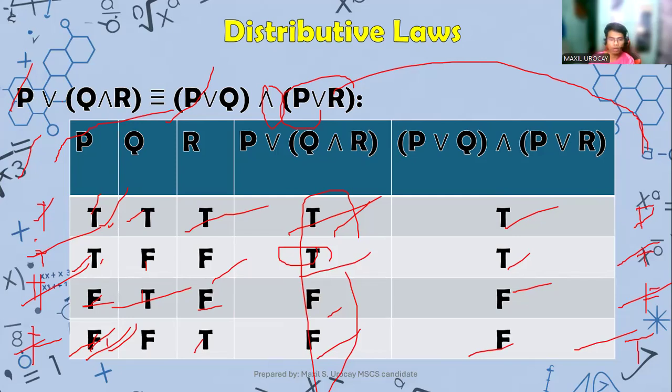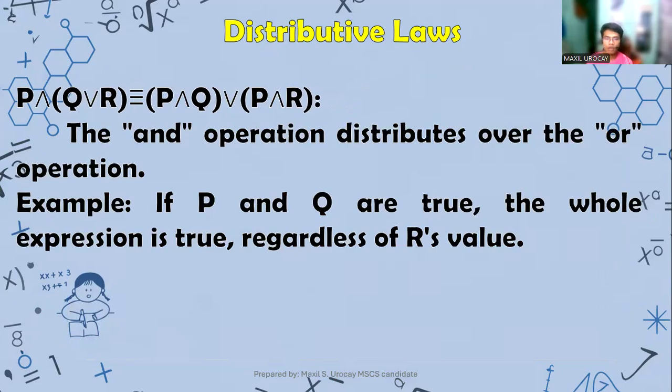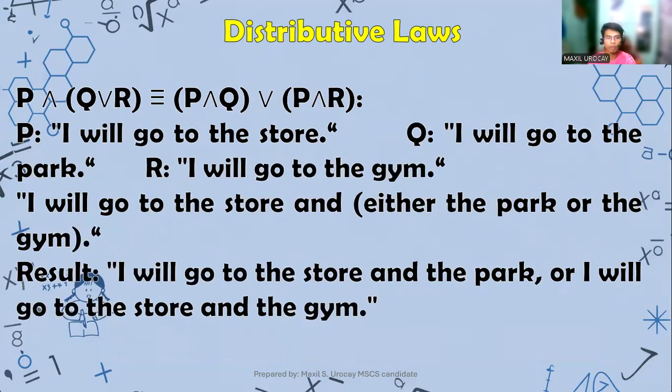Now let's try to compare. True is equal to true, yes. True is true, yes. False and false, yes. And false, yes. So therefore, this is distributive. Now, for the and over the or, let's try to work on this. The and operation distributes over the or operation. If P and Q are true, the whole expression is true regardless of R's value. So say for example, I will go to the store, I will go to the park, I will go to the gym. I will go to the store and either the park or the gym. I will go to the store and the park, or I will go to the store and the gym. They are actually the same thing.